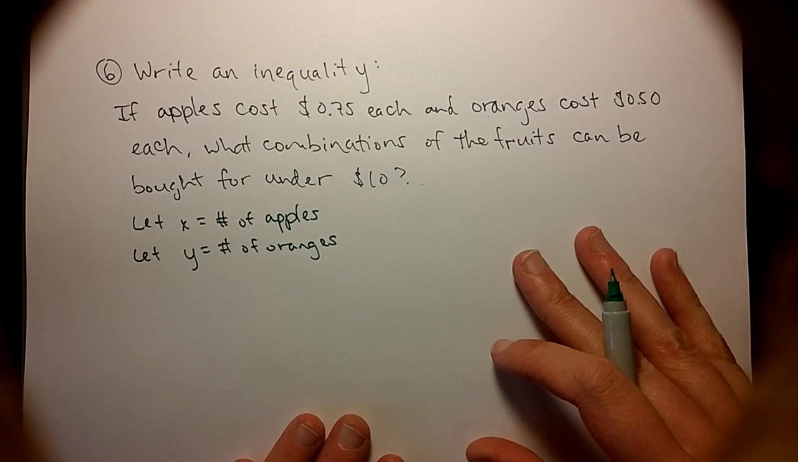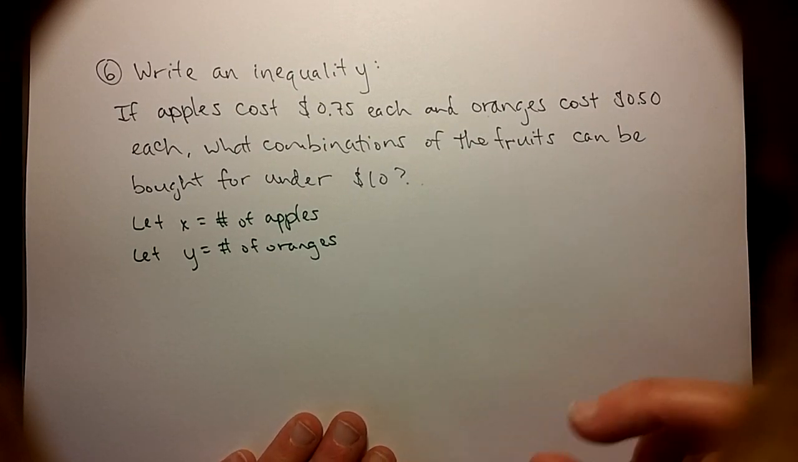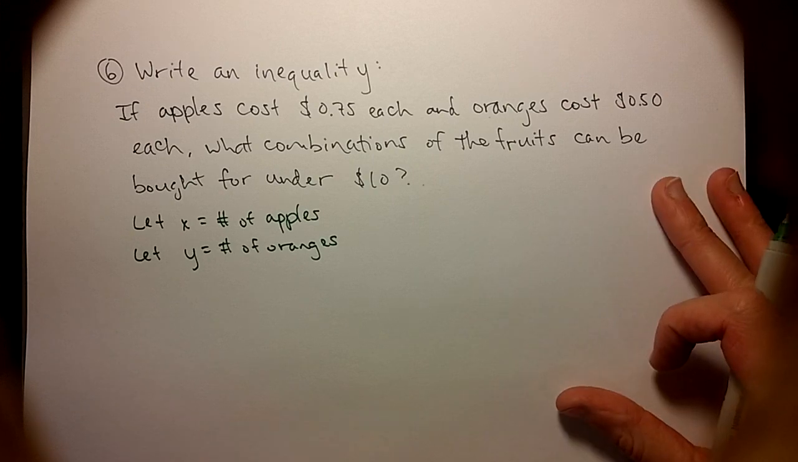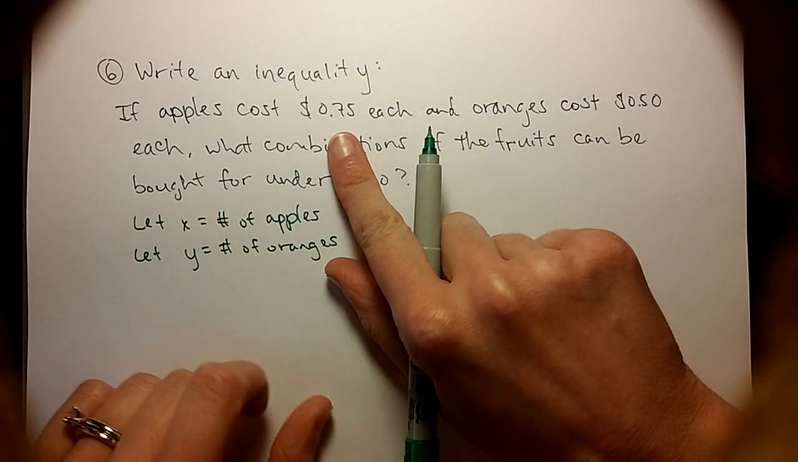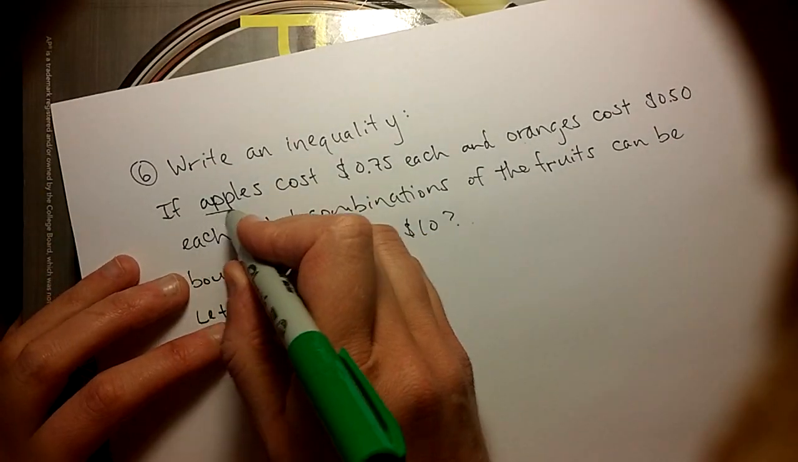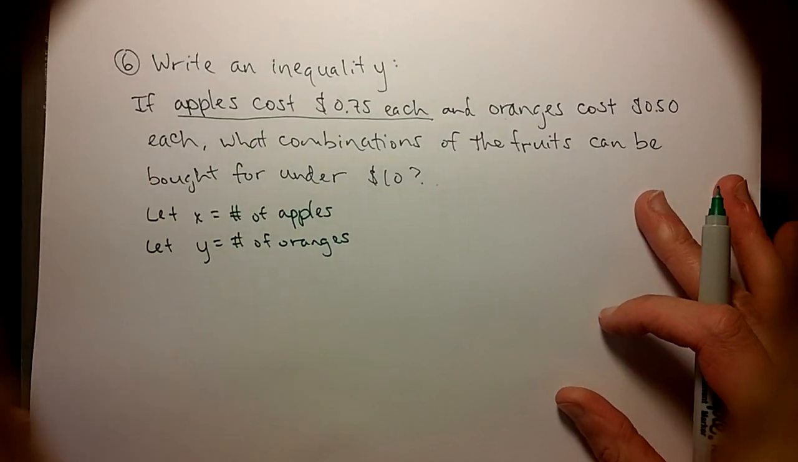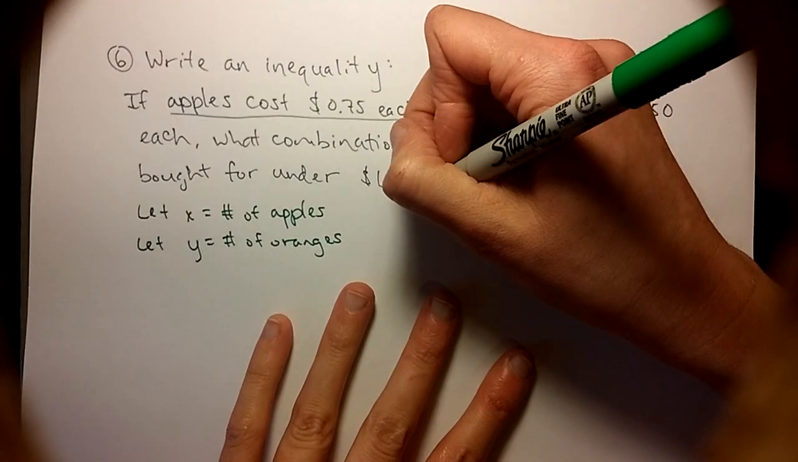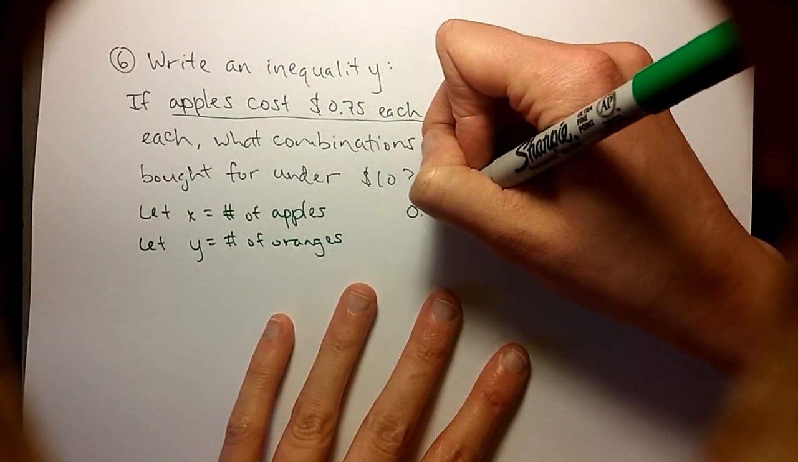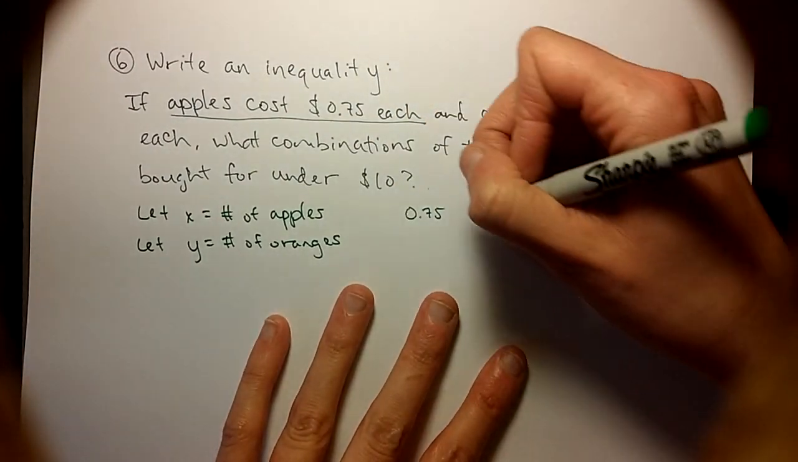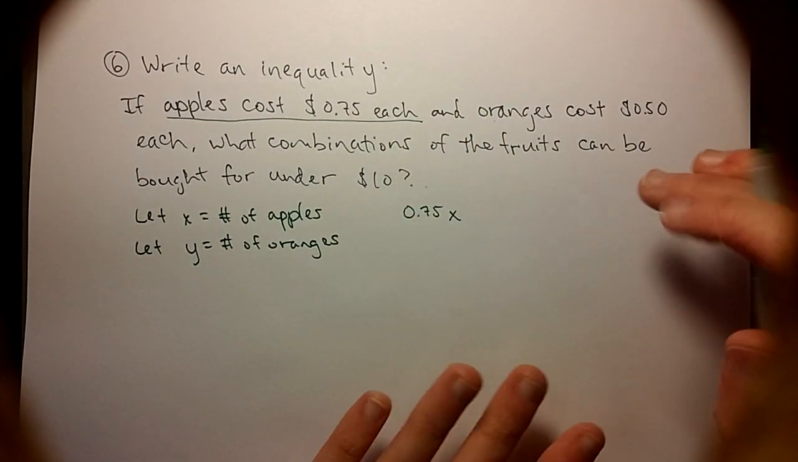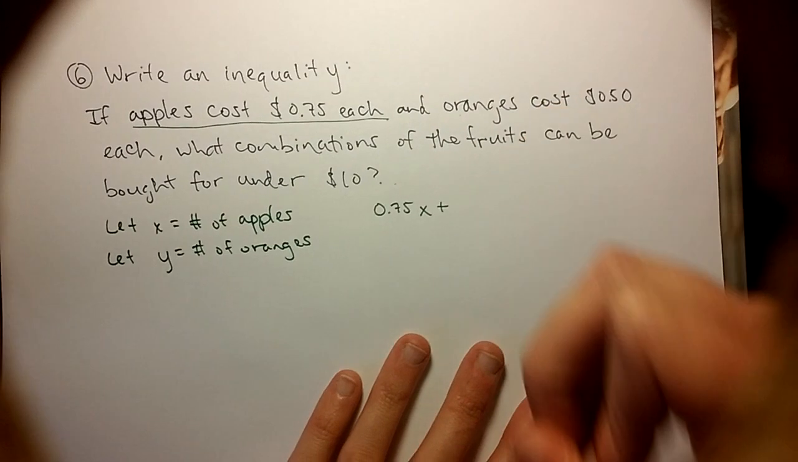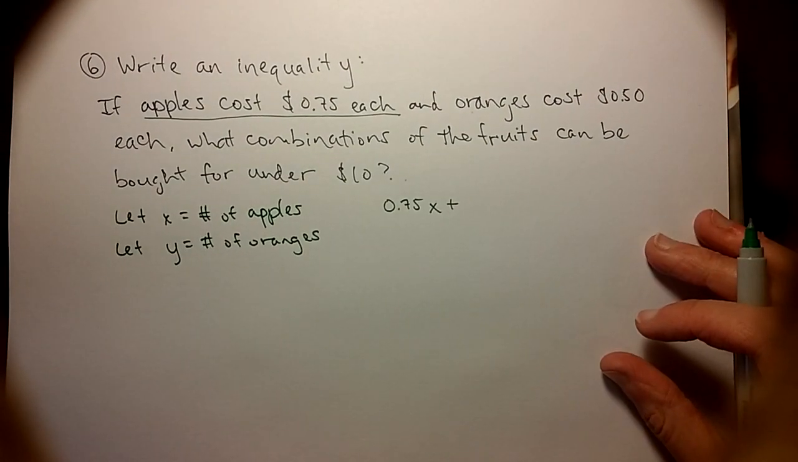So then, basically we're concerned about the total cost being under $10. If we're going to buy x number of apples and each apple costs 75 cents, then the total cost of all x apples would be 75 cents, or $0.75, times x, because x is the number of apples. And then we're going to add to that what the oranges would cost.